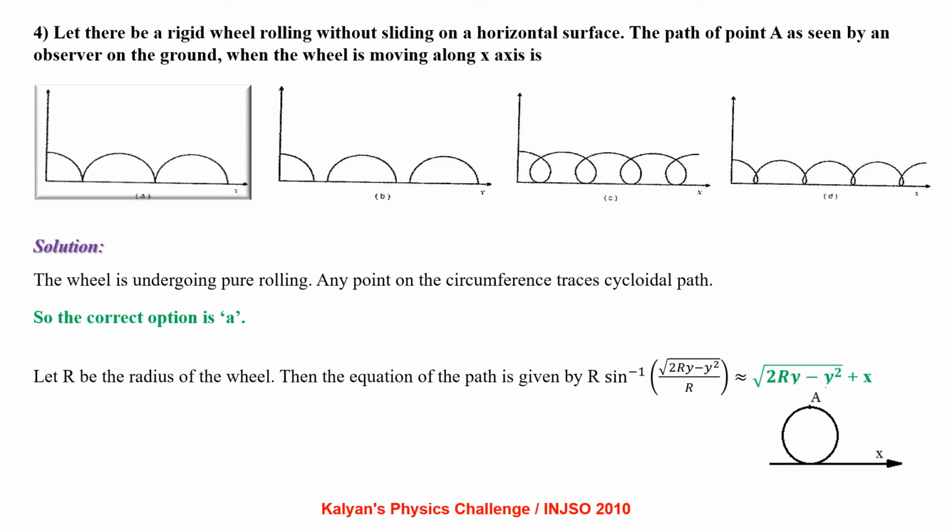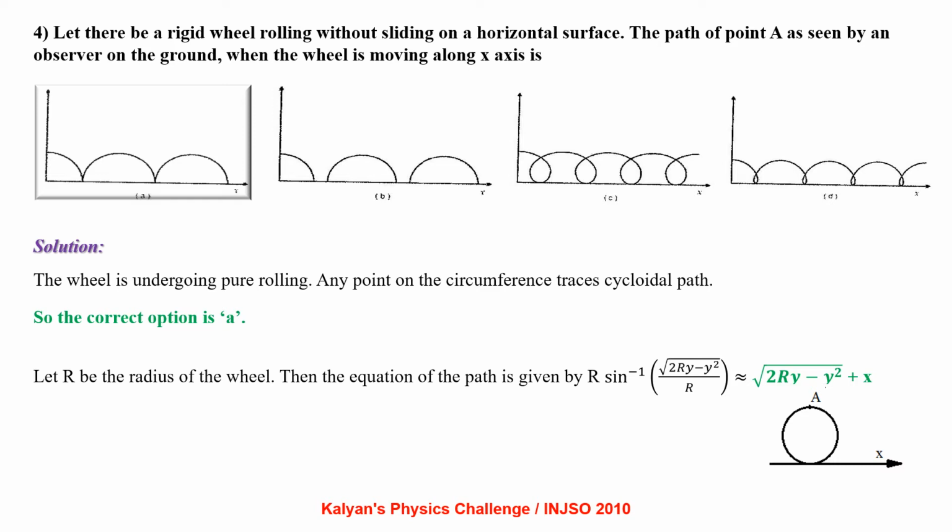Let there be a rigid wheel rolling without sliding on a horizontal surface. The path of the point A as seen by the observer on the ground when the wheel is moving along the x-axis is asked. The wheel is undergoing pure rolling. Any point on the circumference of the wheel traces a cycloidal path, so the correct option is A.